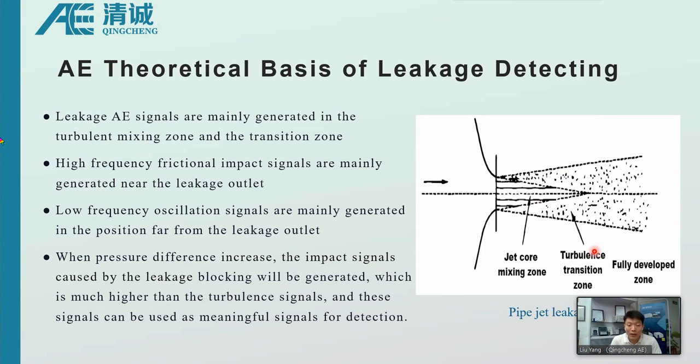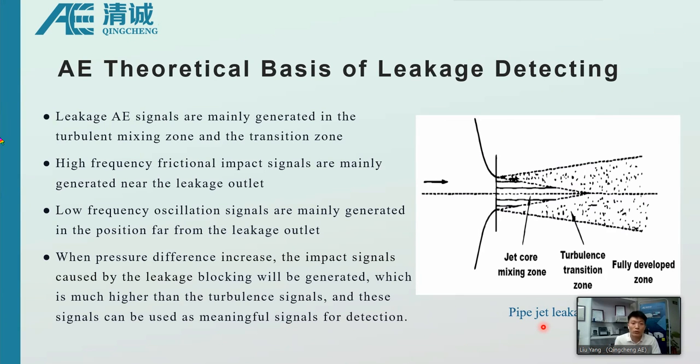High frequency frictional impact signals are mainly generated near the leakage outlet, and low frequency oscillation signals are mainly generated in the position far from the outlet, here. When the pressure difference increases, the impact signal caused by the leakage blocking will be generated, which is much higher than the turbulence signals. These signals can be used as meaningful signals for detection.